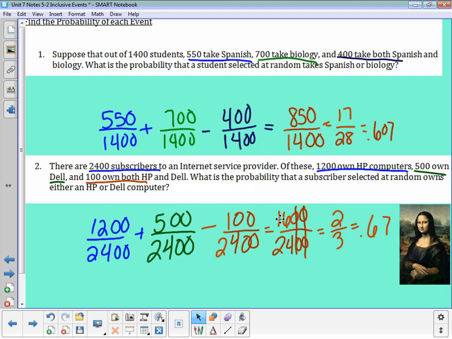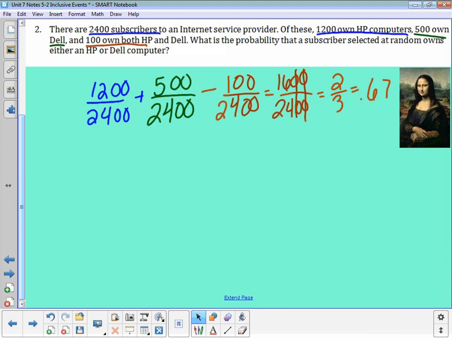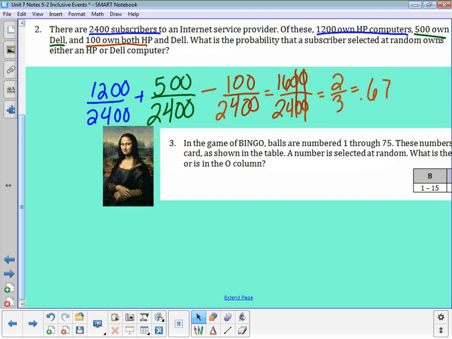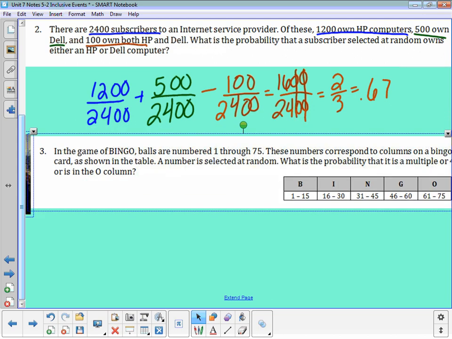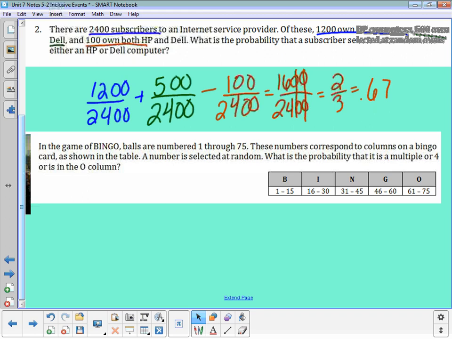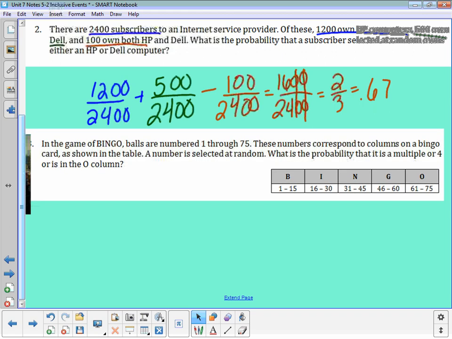Next, let's take a look at this bingo problem. In the game of bingo, balls are numbered 1 through 75. These numbers correspond to columns on a bingo card shown in the table. A number is selected at random. What is the probability that it is a multiple of 4 or it is in the O column?